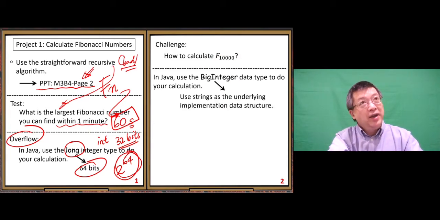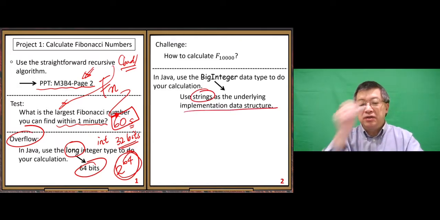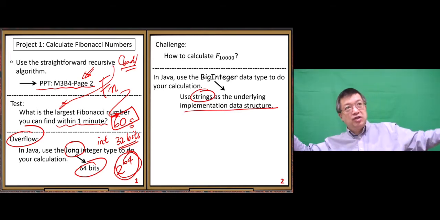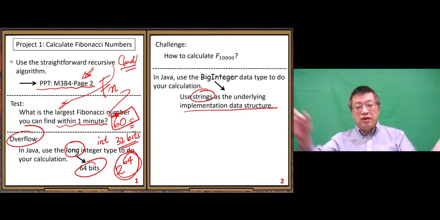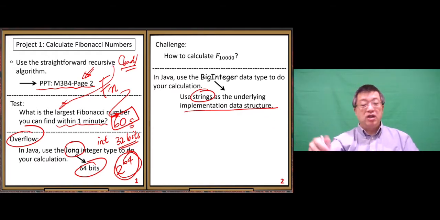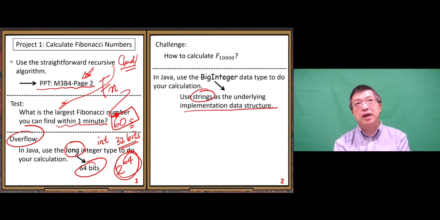Why can it solve that overflow problem? Because it uses strings as the underlying implementation data structure. So you represent long numbers, thousands, 10,000 digits, but your Fibonacci number may be even much bigger than that, so a huge number. You can imagine, right?